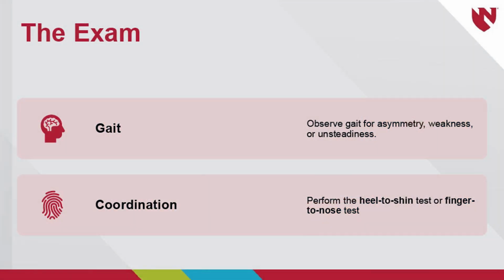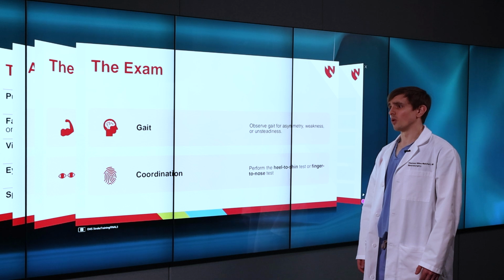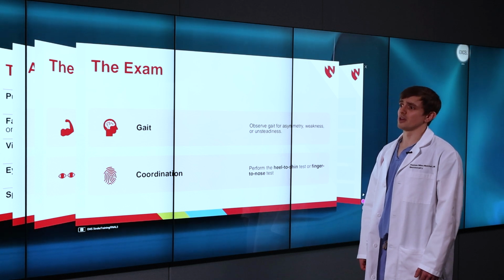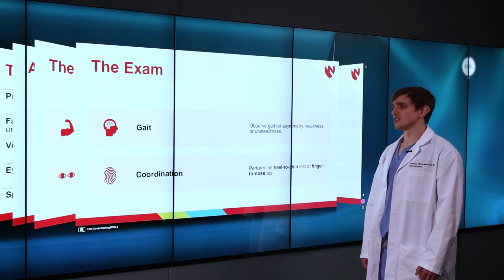Next, we would test gait. We'd only do this if we deem that the patient is safe and they can ambulate safely, or they have enough support where if they were to fall, someone would catch them. We would look for asymmetry and fluency in their walking. In tandem with gait is coordination. We can test this with a finger-to-nose test or a heel-to-shin test.